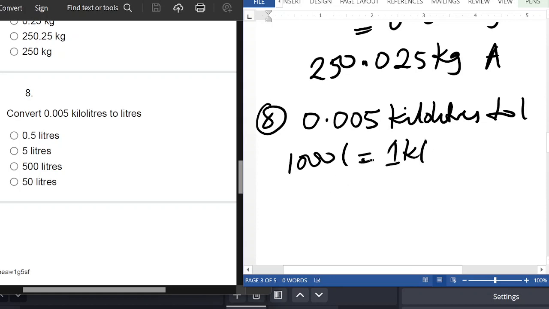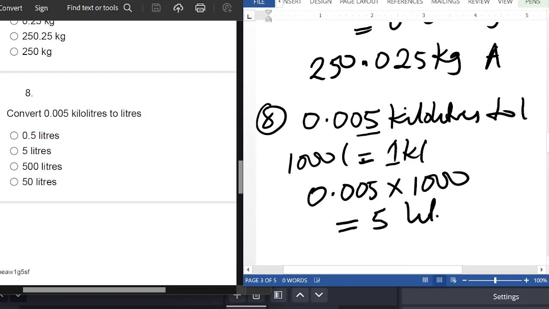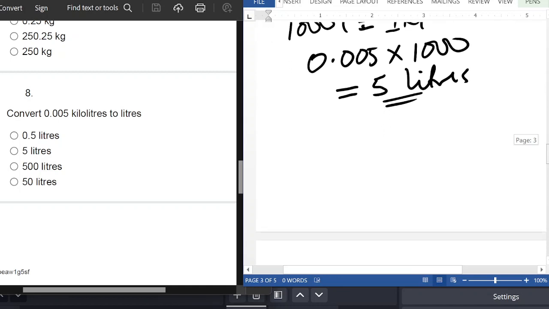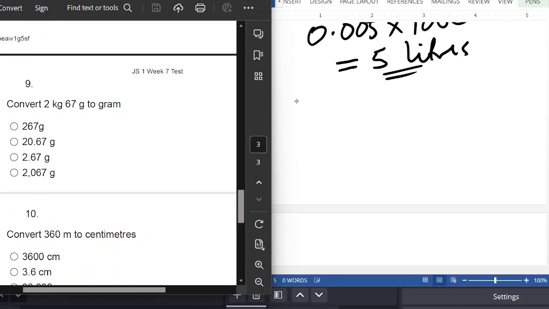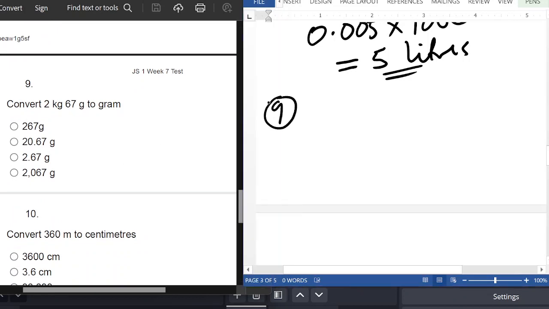So in that case, we are moving from kiloliter to liters, from the bigger unit to the smaller unit. So what are we going to do? We also multiply, right? So 0.005 multiplied by 1000 is going to give us 5 liters. So that is that on that one. Then the next one, question number 9. You can see all these are very simple.